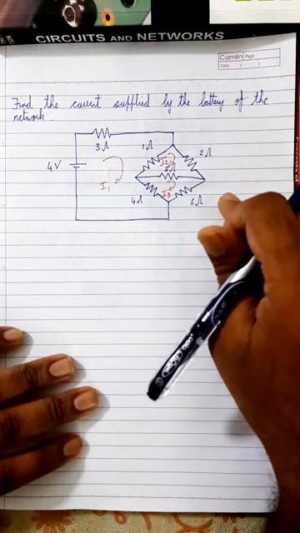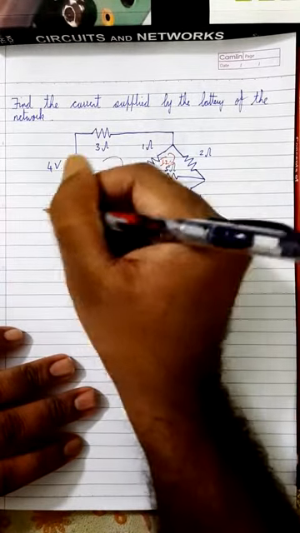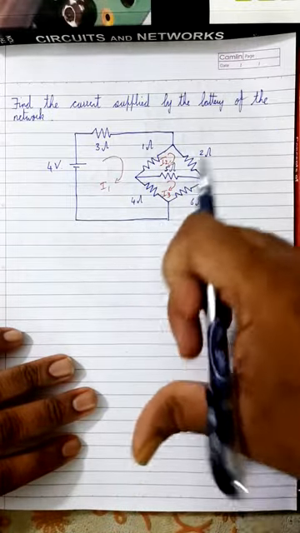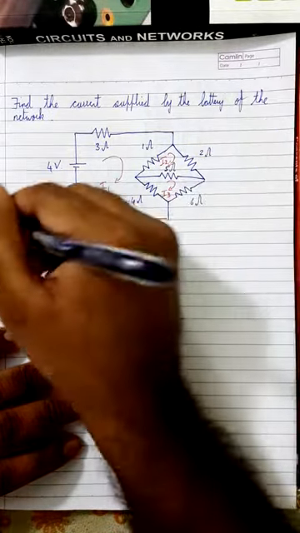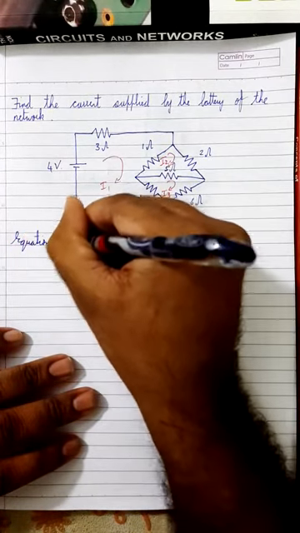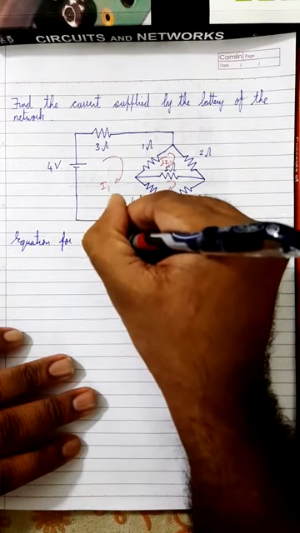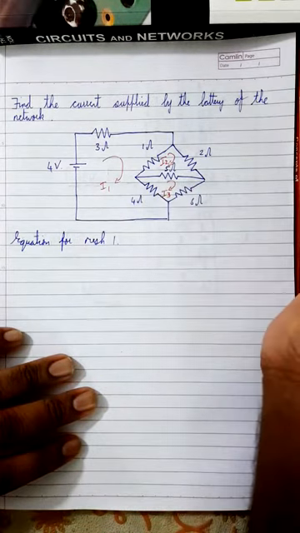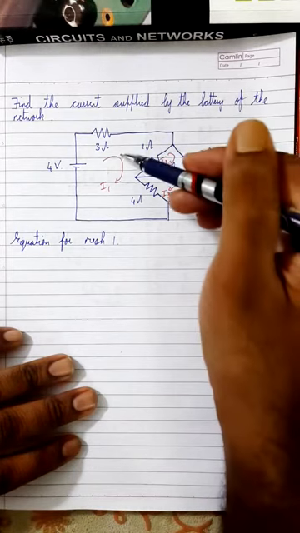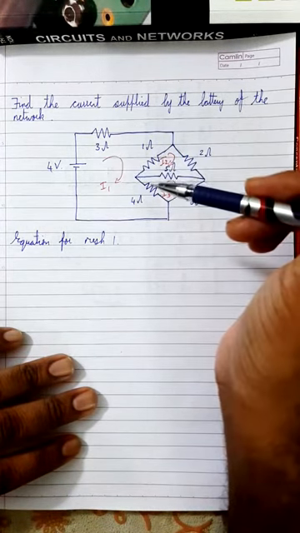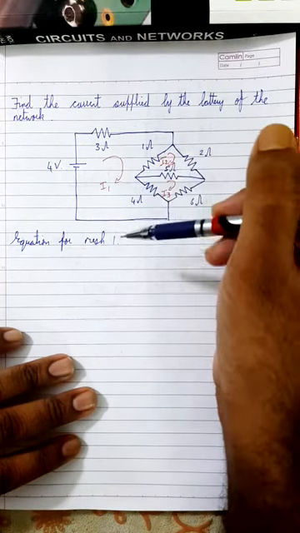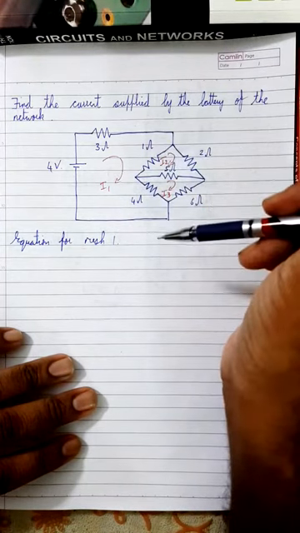First I'll write the equation for mesh 1. No matter what the shape of the circuit is, the procedure will always be the same. For mesh 1, the corresponding current will be positive and the remaining currents will be negative. So I1 will be considered positive and I2 and I3 will be considered negative.